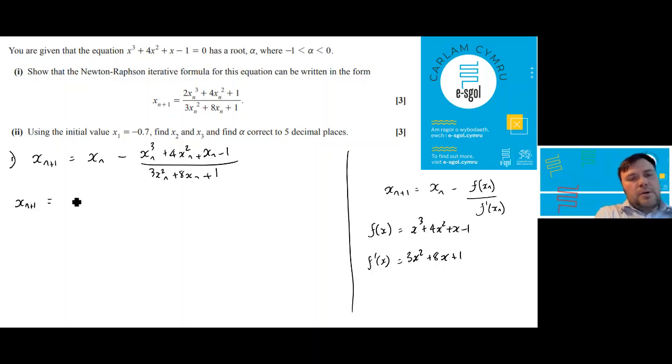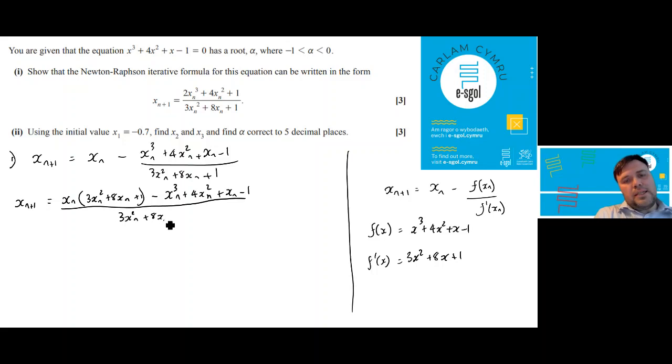So then that is equal to x_n times (3x_n squared plus 8x_n plus 1) minus, and then what you've got here, and then that's all over 3x_n squared plus 8x_n plus 1. And if you have a look, the denominators are now exactly the same.